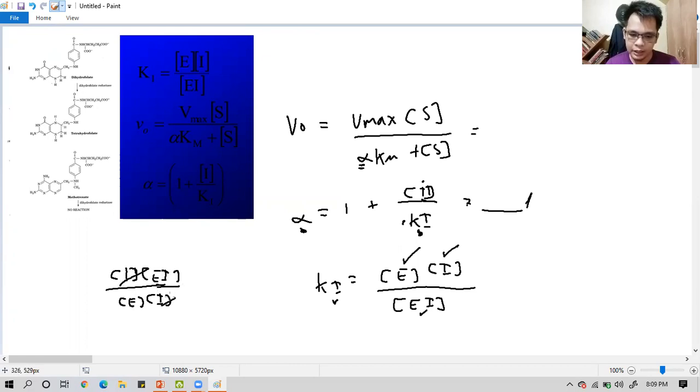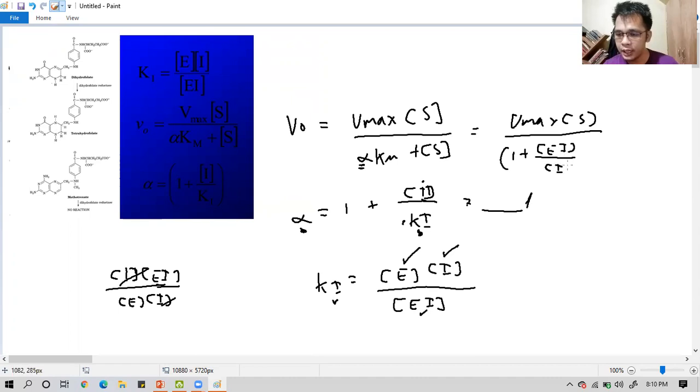Ayan, so cancel yung I. So, magiging ko natin dito is Vmax times concentration of S here, over the alpha. So that is 1 plus concentration of the enzyme inhibitor, I here, times the Km plus concentration of S. So ganyan yung magiging bagong equation natin.